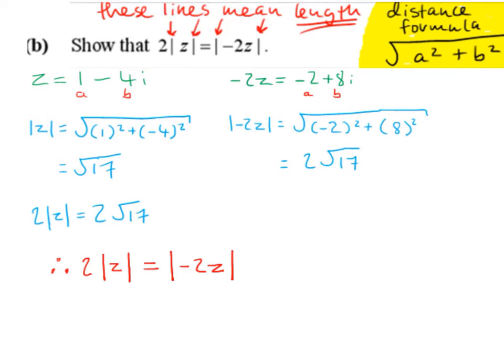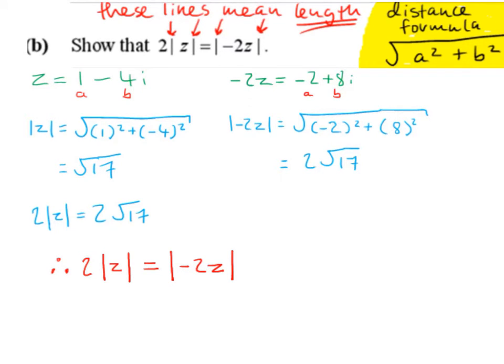Part B asks us to show that 2 multiplied by the modulus of z is equal to the modulus of minus 2z. So these lines represent length, and in complex numbers it means the modulus. So modulus stands for the distance from that complex number to the origin. So in order to find the modulus of a complex number, we're going to use the distance formula, which is the square root of a squared plus b squared, a representing the real part, b representing the imaginary part.